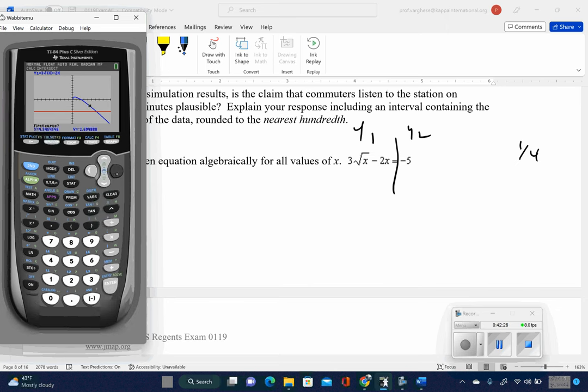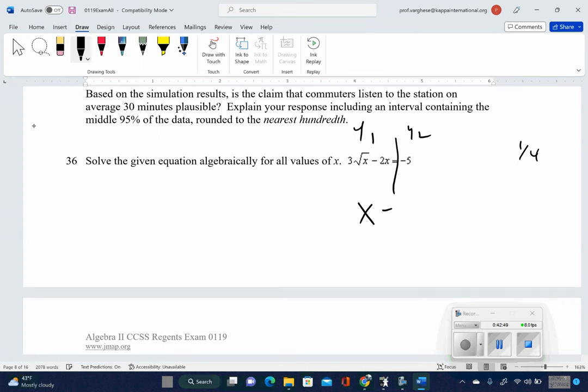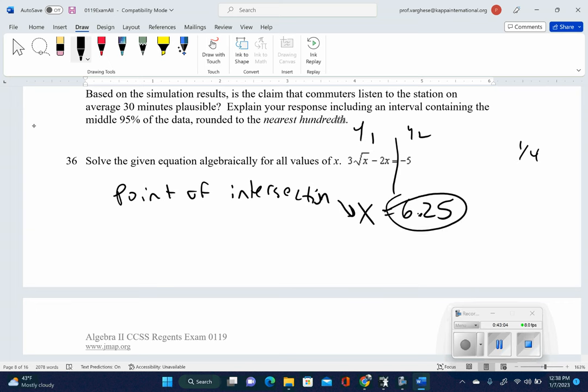I'm going to somewhere around here. No, let me do this right. Okay, so somewhere here, hit enter, enter, enter. And then it tells you the intersection, right? So the intersection, it's asking you for algebraically for all values of x. So we only care about the x value. So this one is x equals 6.25. X equals 6.25, and you could say what you did in the calculator, like point of intersection. And this would secure you 1 point out of four.